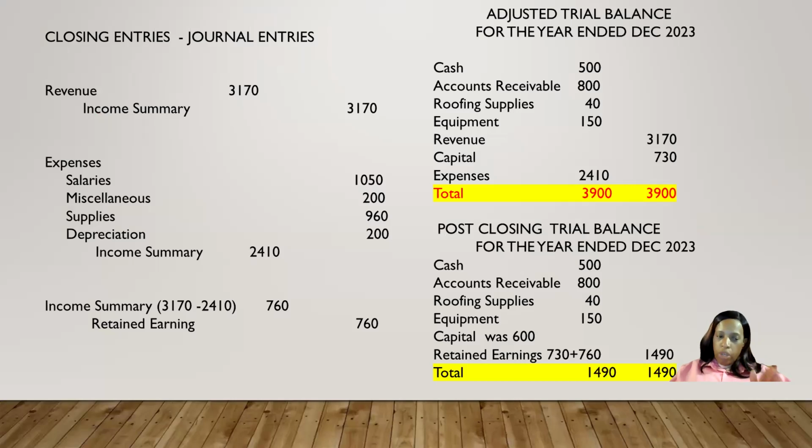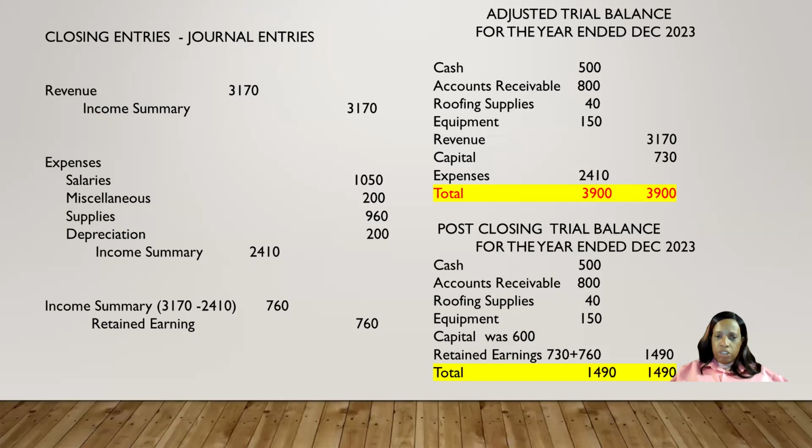Then we're going to close our income summary to our retained earnings. And here we have two income summary sides, right? So we're going to take the debit minus the credit, right? We take both the numbers, 3170 minus the 2410, and we get 760.